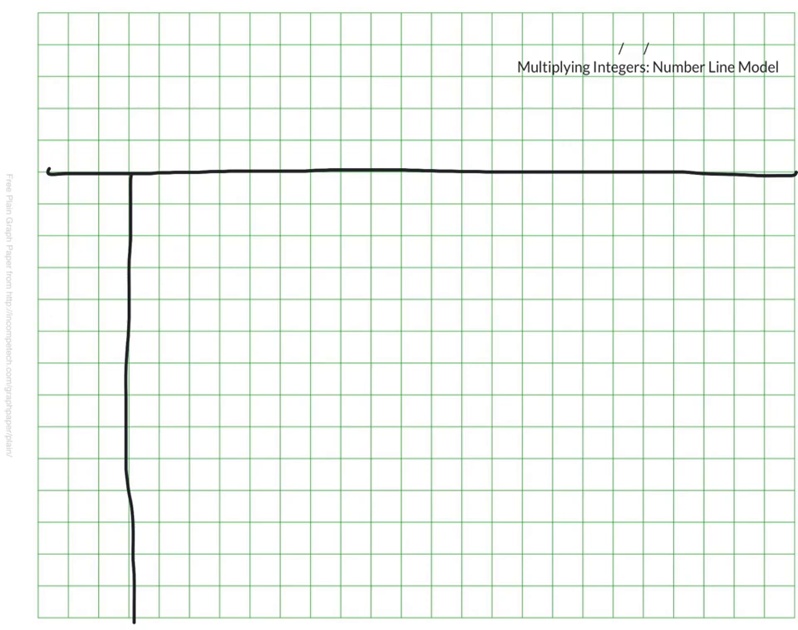This video is going to cover the topic of multiplying integers using the number line model. Be sure the date and topic are at the top of your page. The essential question for the video is: how can we use the number line model to multiply integers?